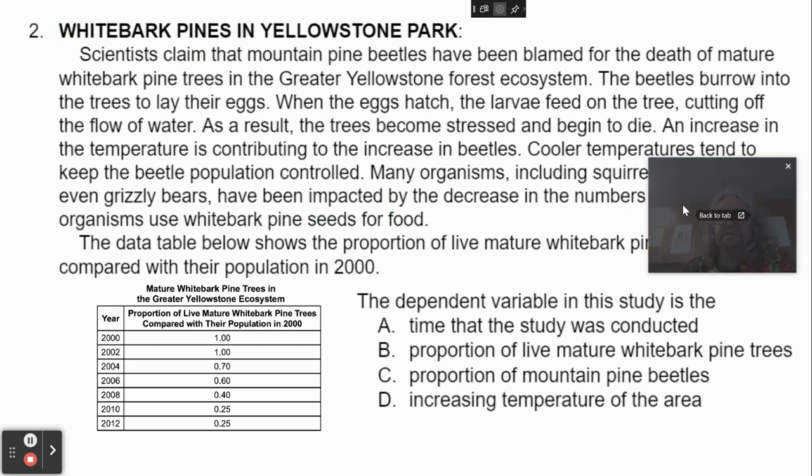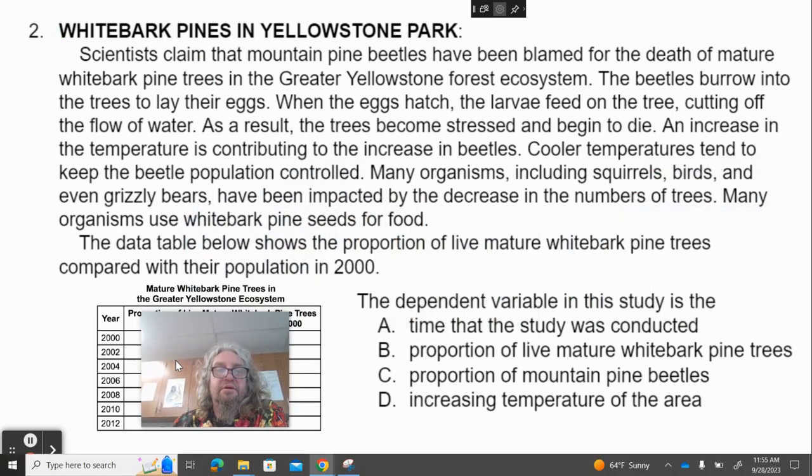Number two, whitebark pines in Yellowstone Park. Scientists claim that the mountain pine beetles have been blamed for the death of mature whitebark pine trees in the greater Yellowstone forest ecosystem. The beetles burrow into the trees to lay their eggs. When the eggs hatch, the larvae feed on the tree, cutting off the flow of water. As a result, the trees become stressed and begin to die.